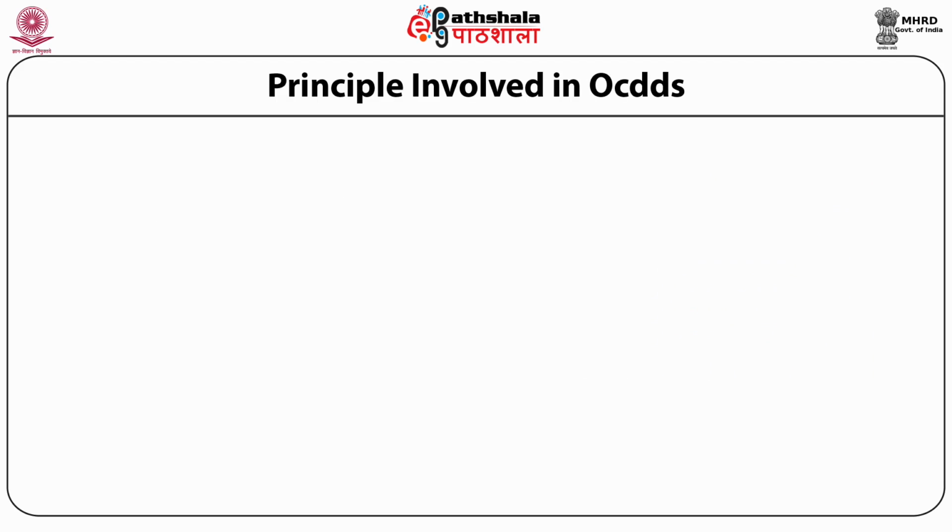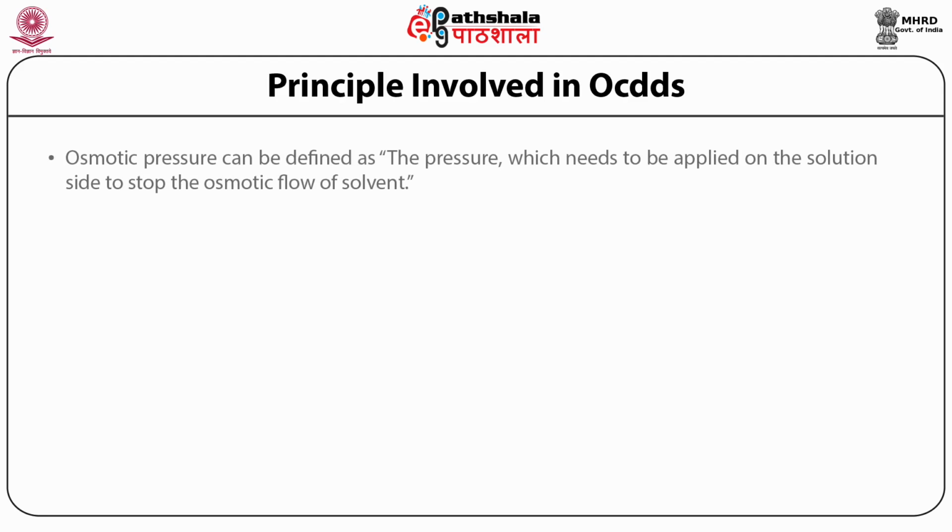As you know, this drug delivery system is based on osmosis. This principle is basically governed by the equation of osmotic pressure itself, the Van 't Hoff equation, which is most commonly used to describe the mathematical principle behind this drug delivery system. Osmotic pressure, according to this, is defined as the pressure which needs to be applied on the solution side to stop the osmotic flow of the solvent.